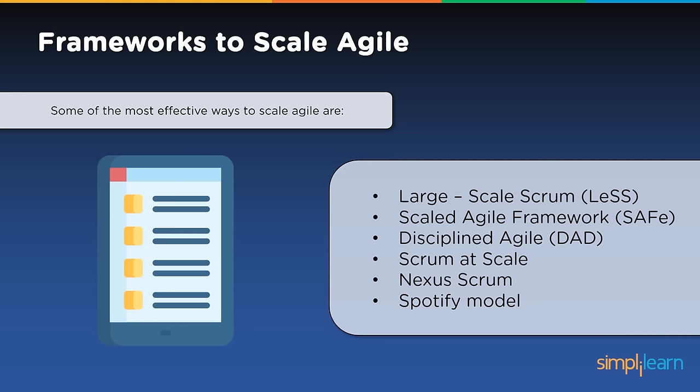So lastly, the Spotify model, which is basically a people-driven, autonomous framework for scaling agile while emphasizing the importance of culture and network. This methodology uses squads, tribes, chapters, and guilds, the foundation of which is the squad, which acts like a Scrum team.